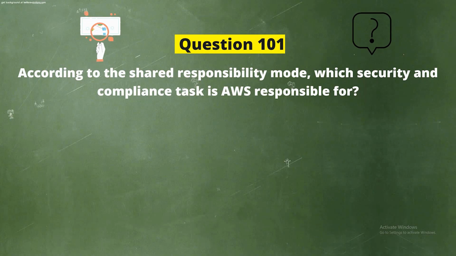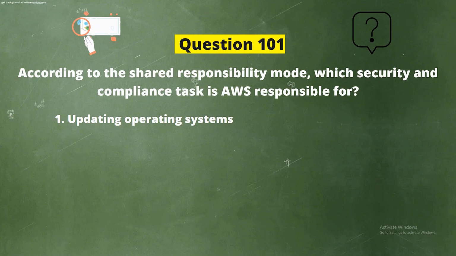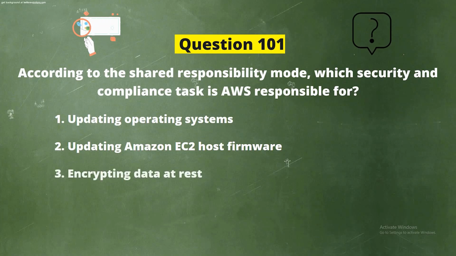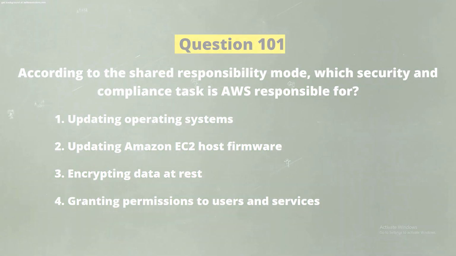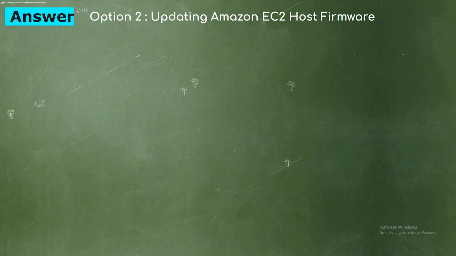Next question. According to the shared responsibility model, which security and compliance task is AWS responsible for? And the options are: Option 1. Updating operating systems. Option 2. Updating Amazon EC2 host firmware. Option 3. Encrypting data at rest. Option 4. Granting permissions to users and services. And the correct answer is Option 2. Updating Amazon EC2 host firmware.